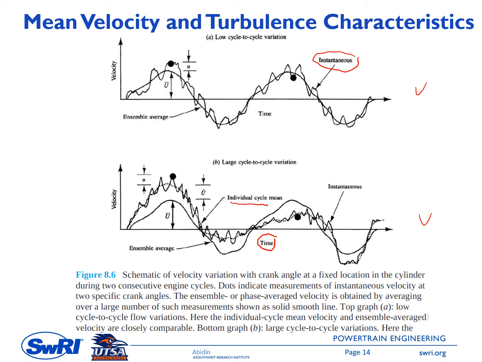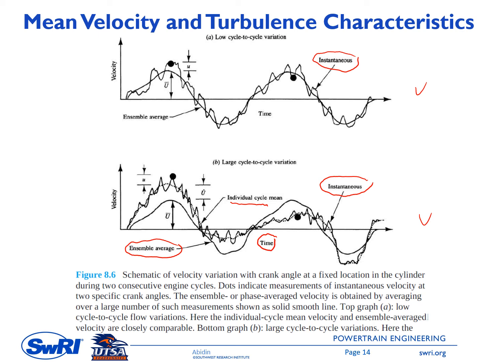Let's say this is cycle i, and then we have the other average, which is called the ensemble average here. Once again, this is the average of many cycles. And then there is a velocity that fluctuates about the dotted line. So this is the instantaneous velocity for that corresponding cycle, which is, let's say, cycle i.